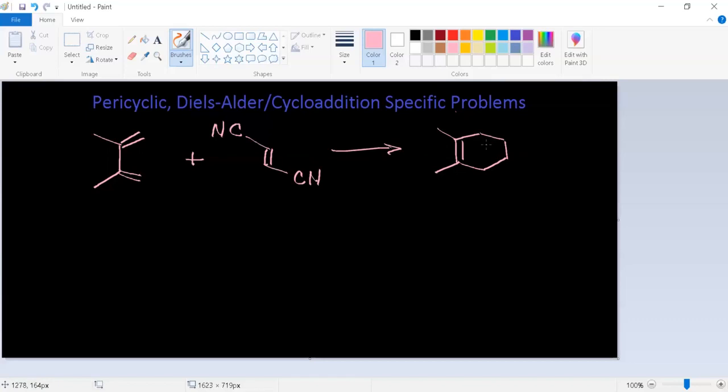Well, because they're in the trans configuration, they're doing opposite things, so we should expect them to do opposite things in the product. So one of them I'm going to put on a wedge, and the other one, to be opposite, is going to go on a dash, just like that. And that's your answer.